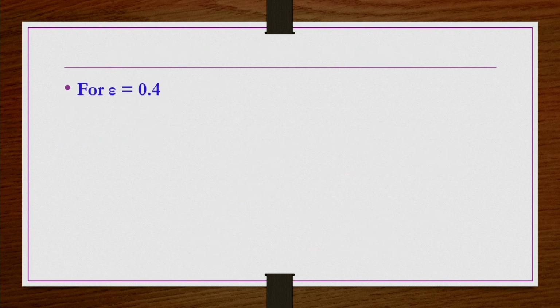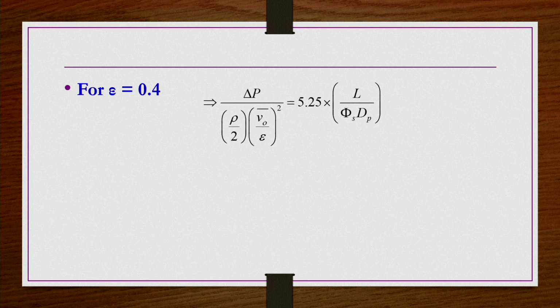Let us say you take a voidage of 0.4. If you calculate the right hand side term of the previous equation, you will get 5.25 multiplied by L by phi s dp. What does this L by phi s dp indicate? L is the height of the packing, and dp is the equivalent size of the particle, or the volume equivalent sphere diameter of the particle. For a spherical particle, dp is nothing but the diameter of the particle. For short cylinders, we have to find the equivalent diameter and multiply by its sphericity 0.874.